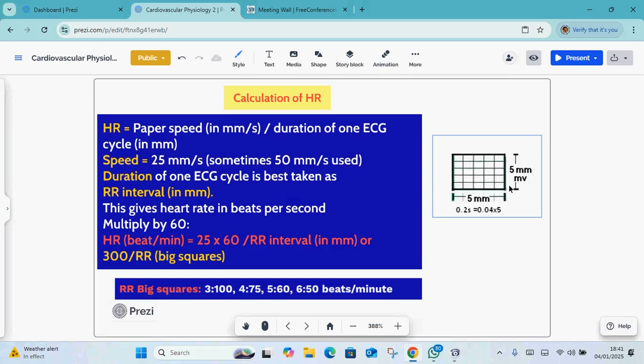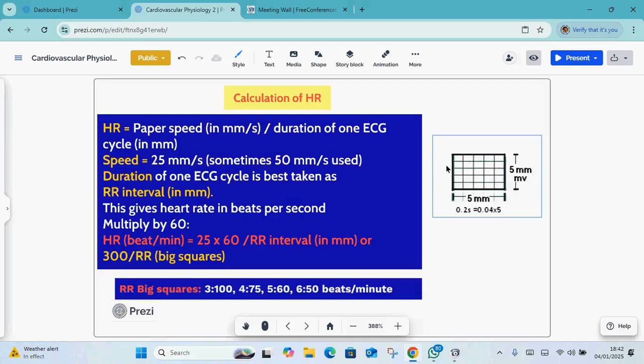The horizontal plane on the ECG is the measurement of distance. So every small box on the x-axis, the horizontal plane, is 1 millimeter. There are 5 millimeters in every big box in the horizontal x-axis. So this is the speed, this is the distance in millimeters. Every small box is 1 millimeter, and every large box is 5 millimeters.